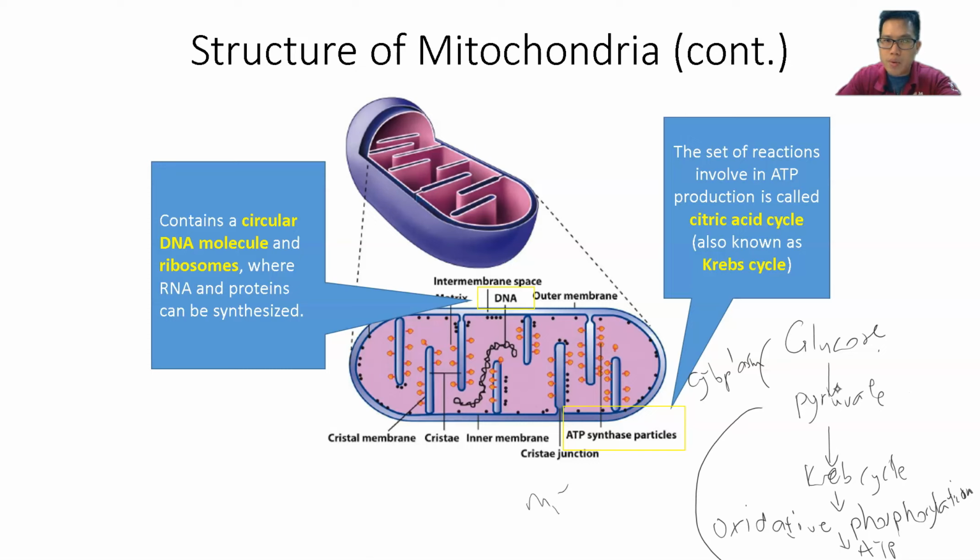This part happens in the mitochondria. The pyruvate will go through the Krebs cycle, and then the components, what we call oxaloacetate, will go into the oxidative phosphorylation, and you will generate the ATP. So this is the whole biochemical pathway. It's more complex than this. This is just a summary of the steps.